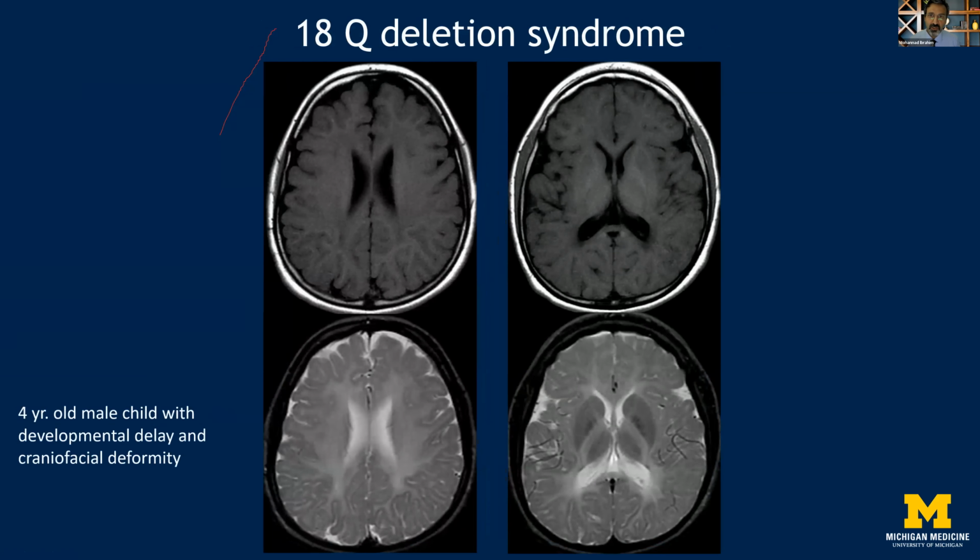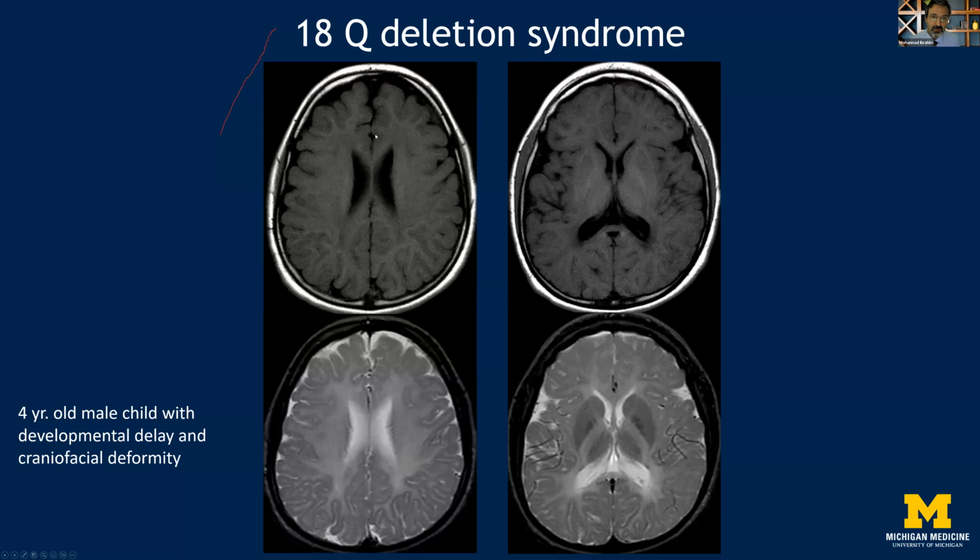18q deletion syndrome is another disorder that is characterized by hypomyelination. Here's a 4-year-old male child with developmental delay and some craniofacial deformities. On the T2 weighted images, we have an appearance that is similar to the previous child, where there is evidence of a hazy, bright signal on the T2 weighted images throughout the cerebral white matter.